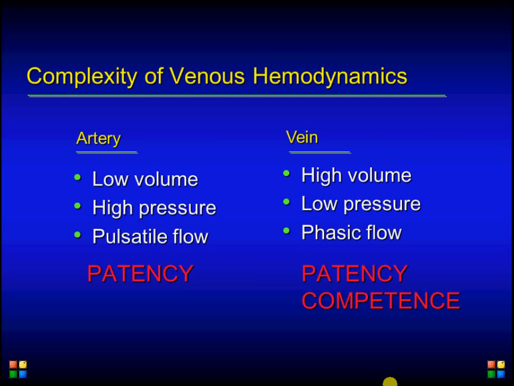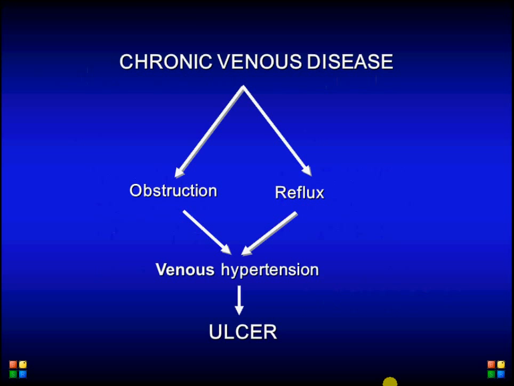So the arterial side is a low volume, high pressure, pulsatile system, and what we are interested in is patency. It's sort of a plumbing system that clogs up or not. On the venous side, on the other hand, we have a high volume, low pressure, phasic flow that is regulated more or less by the breathing, and it's really chaotic and not laminar as it is on the arterial side. And not only do we have a problem with blockage, we also have the valve function, competency.